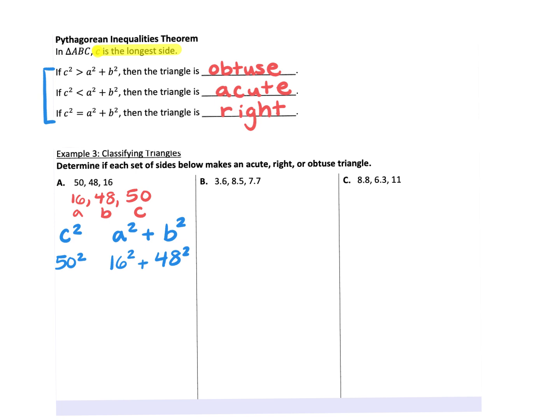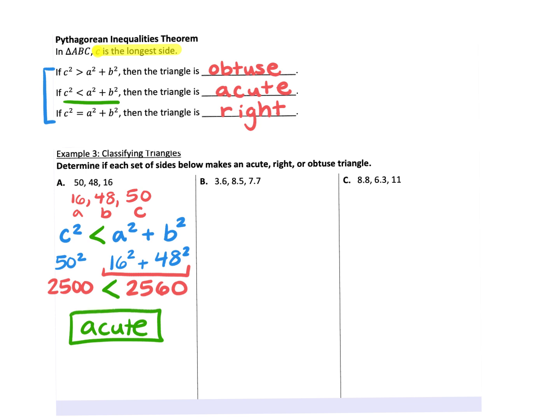Now you can just grab a calculator, and 50 squared is 2,500. And then you can type this all in one in your calculator. So do 16, the squared button, and then plus 48 and hit the squared button again, and all in one step we can get 2,560. So those are not equal. Let's put the inequality symbol. The inequality has to be opening toward the larger number. 2,560 is bigger than 2,500. So we need the less than symbol here. And you can see that if we have a less than symbol, this must be an acute triangle.